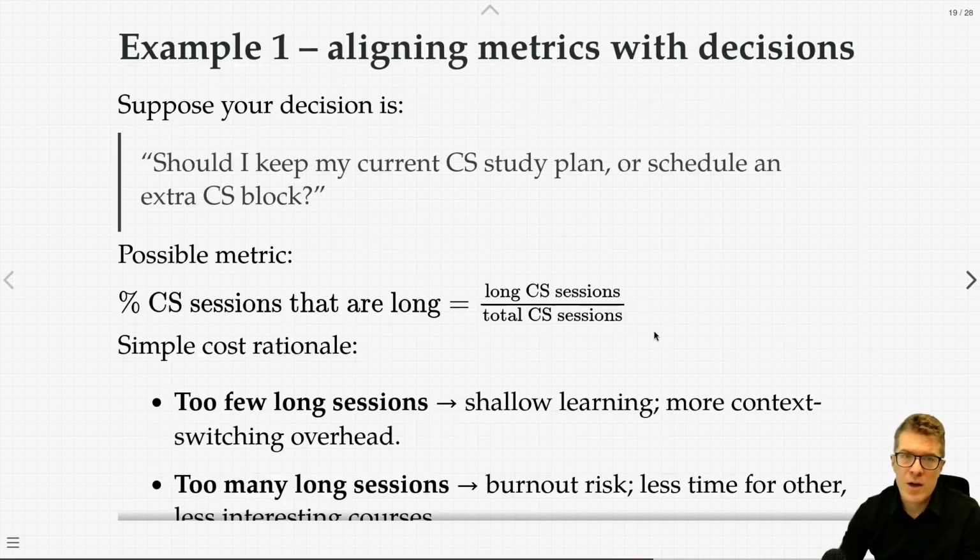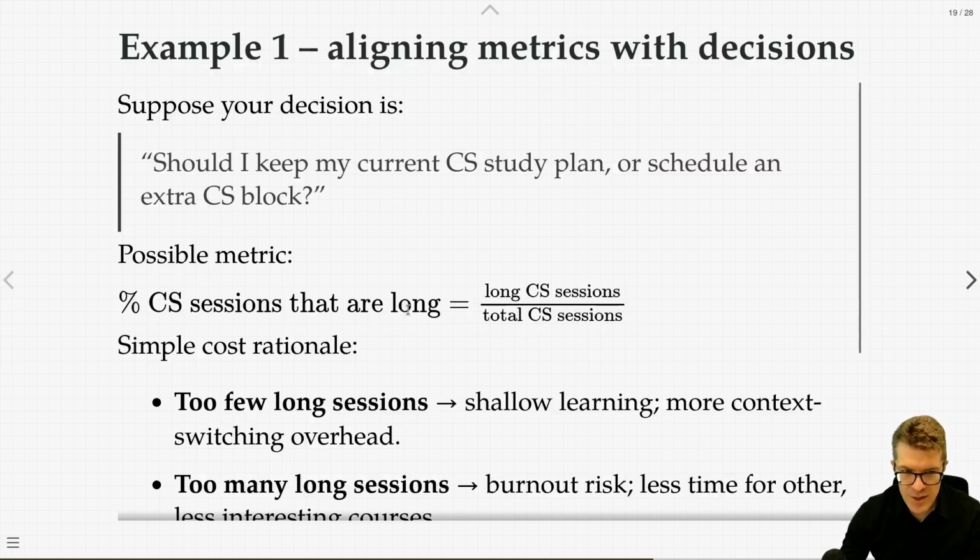So again, we're going to be aligning our metrics, the things that we're trying to compute, with the decisions we want to make in the real world. In the real world, we might want to ask whether the current approach to studying computer science is appropriate, or whether we should study some more computer science. The metric we might include, the one we used a moment ago, is just the proportion of computer science sessions that are long. This is the total number of long CS sessions divided by the total number of CS sessions we've had. And we could use this to help make our decision.